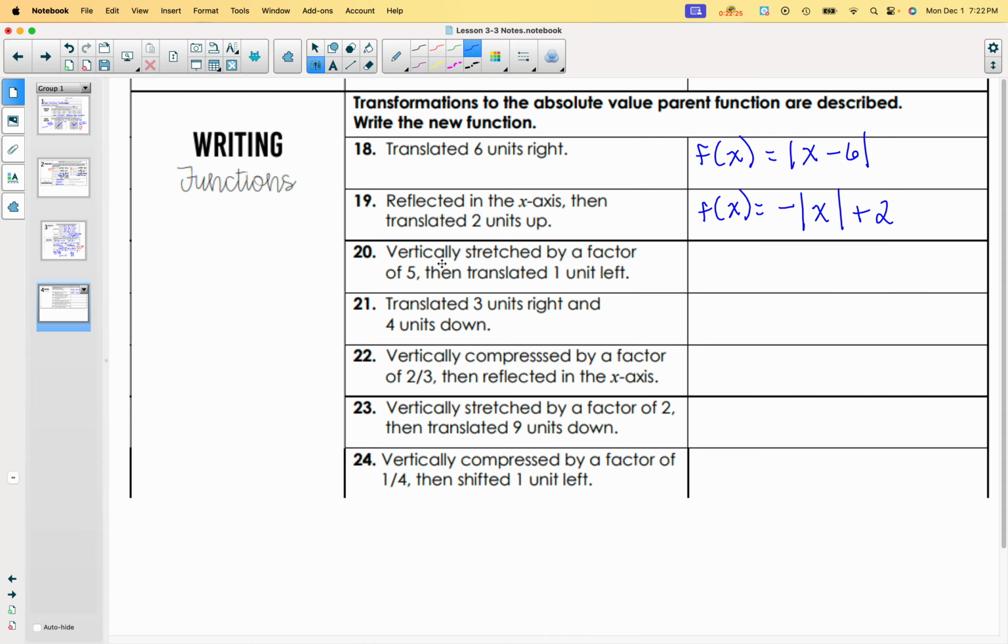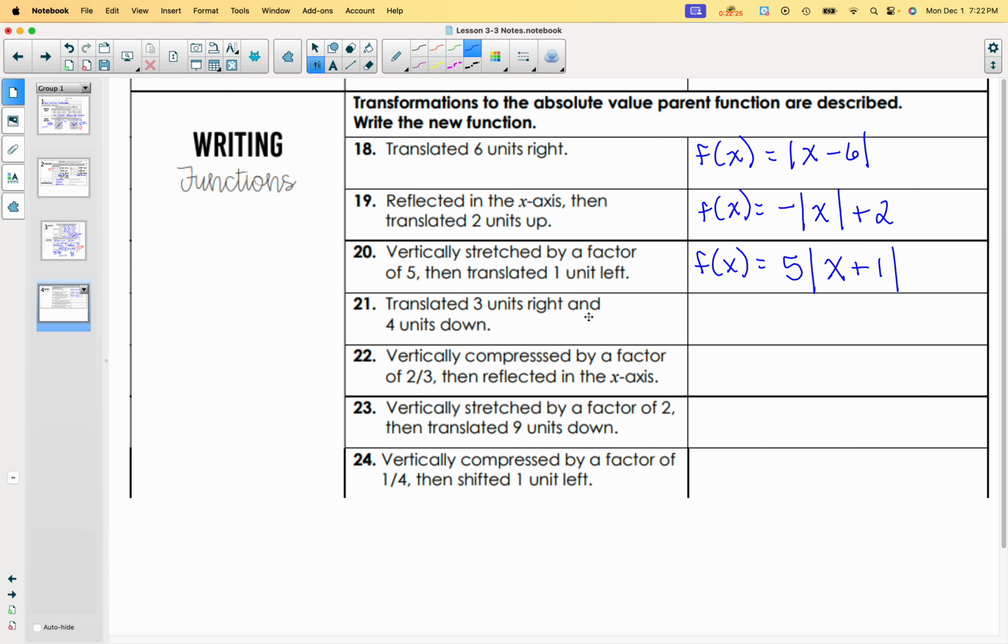Number 20 says vertically stretched by a factor of 5. So that means I'm going to have a 5 in front of my absolute value, translated 1 unit to the left, which means the 1 has to be inside with an x because that's when I'm shifting it left or right, and it's going to need to be a +1 because it has to be the opposite sign.